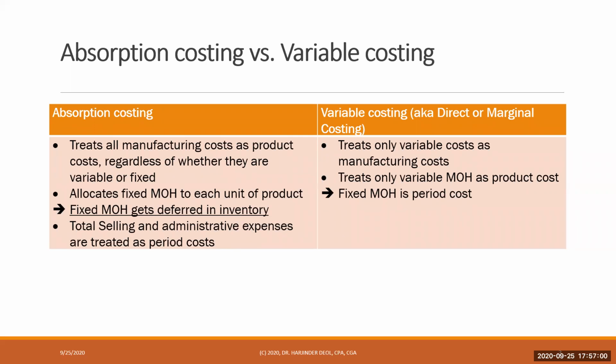In contrast, variable costing, which is also called direct costing or marginal costing, considers only variable costs as being manufacturing costs. And it takes the position that fixed manufacturing overhead should not be considered a part of the product cost. Rather, it should be treated as a period cost, i.e., it should be considered to have been expensed every period.